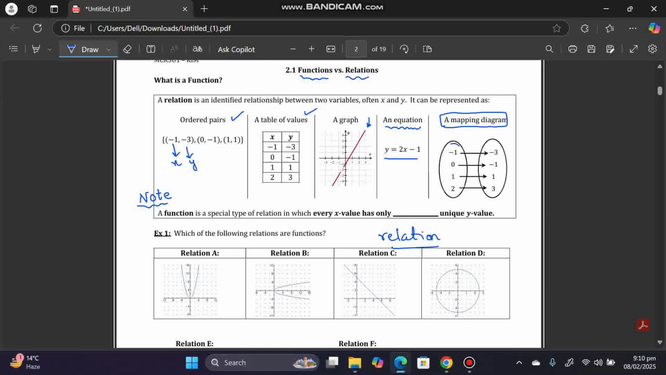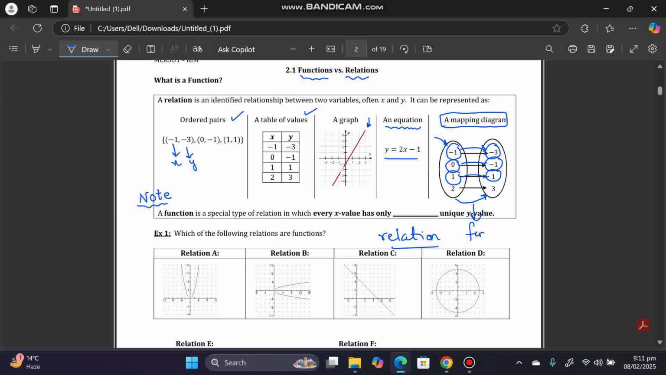And here you can see for every x value there is only one y value. For 0 it is only -1, for 1 it's only 1, and similarly for all the x values there is only one image, or one picture, for one object. Okay, so we can say this is a correct example of a function.